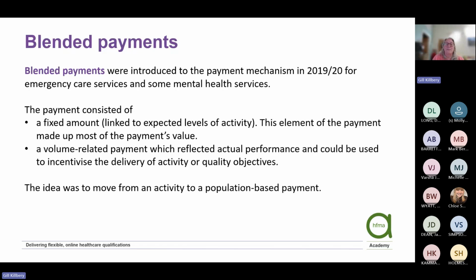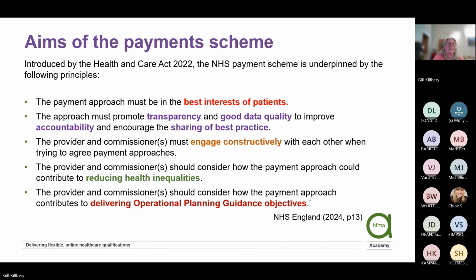The idea at that point was to move the activity to a population-based payment. So rather than looking at individuals in and out of the hospital, look at what your population would need for a year. That was ambitious stuff. The aims of the payment schemes that we have now, as set out in the Health and Care Act 2022, are that they must be in the best interests, transparency and good quality, engage constructively with providers and commissioners, reduce health inequalities, and follow the operational guide.